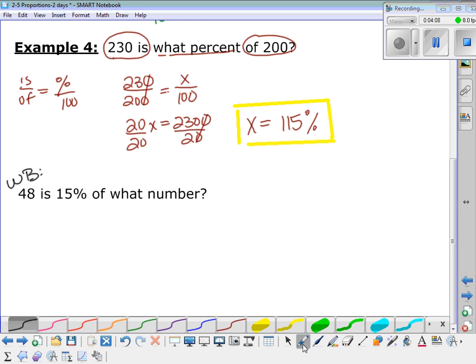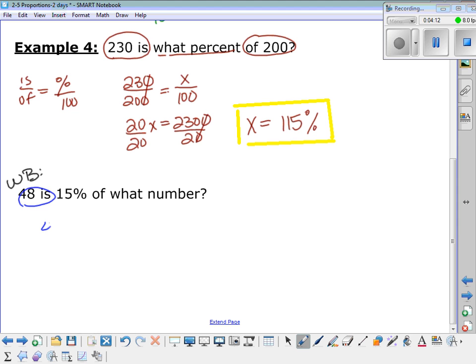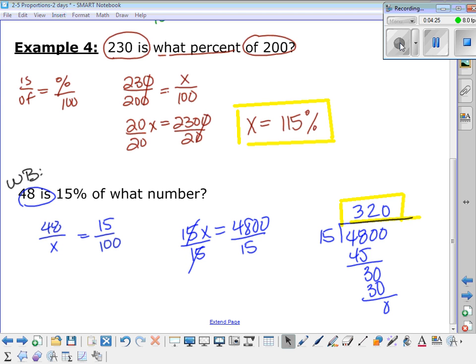Okay, so it looks like most of you set it up right. You're going to do 48 is, so 48 is 15% of what number, your of is down there. Okay, so it looks like most of you got 320, and that's correct. Are there any questions? Nope, ready to move on?